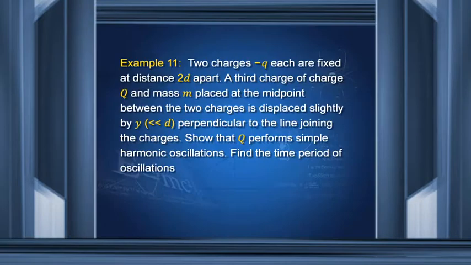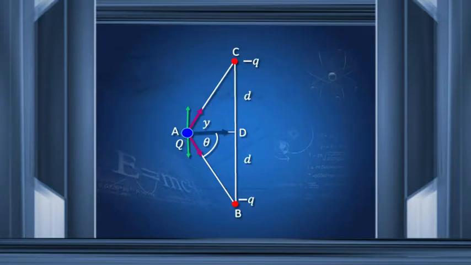Now, we shall do a few problems using the principles of electrostatics that we have learned so far. Here, two charges minus q each are fixed at a distance 2d apart. A third charge, of charge capital Q and mass m, is placed at the midpoint between the two charges and is displaced slightly. I will show you the diagram. Here we have minus q, this charge plus Q was placed here, and I displaced it slightly in this direction. So, the displacement is in this direction.